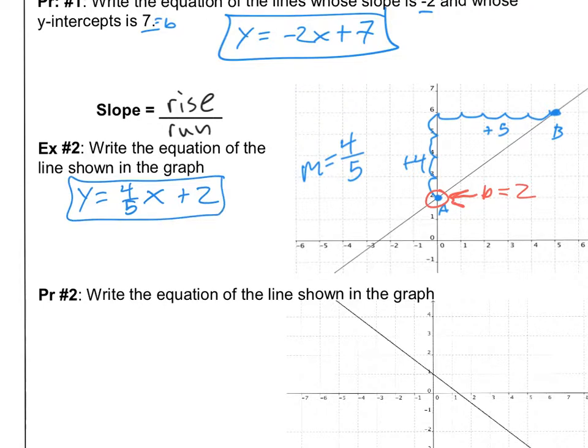So recognize the slope using rise over run. Find the y-intercept by just looking at the graph and seeing where it crosses the y-axis. And that's all there is to it.